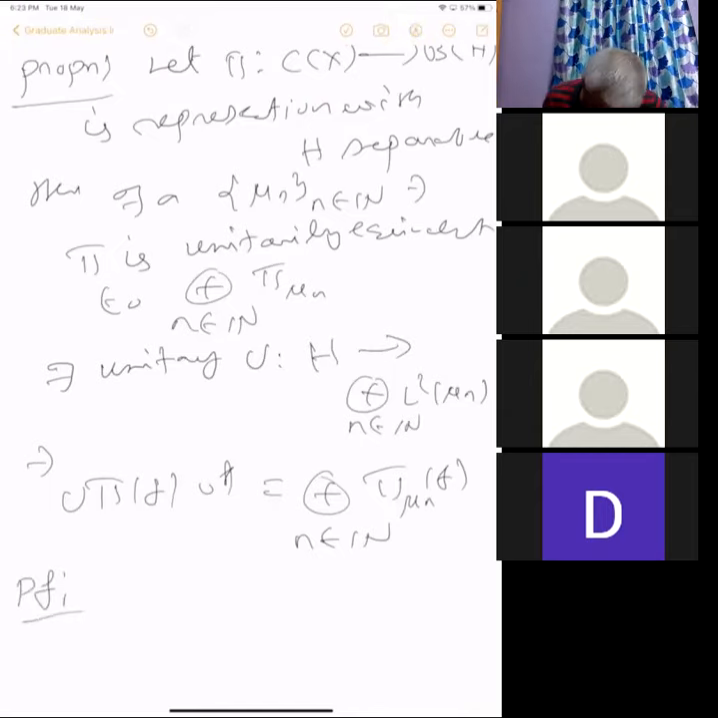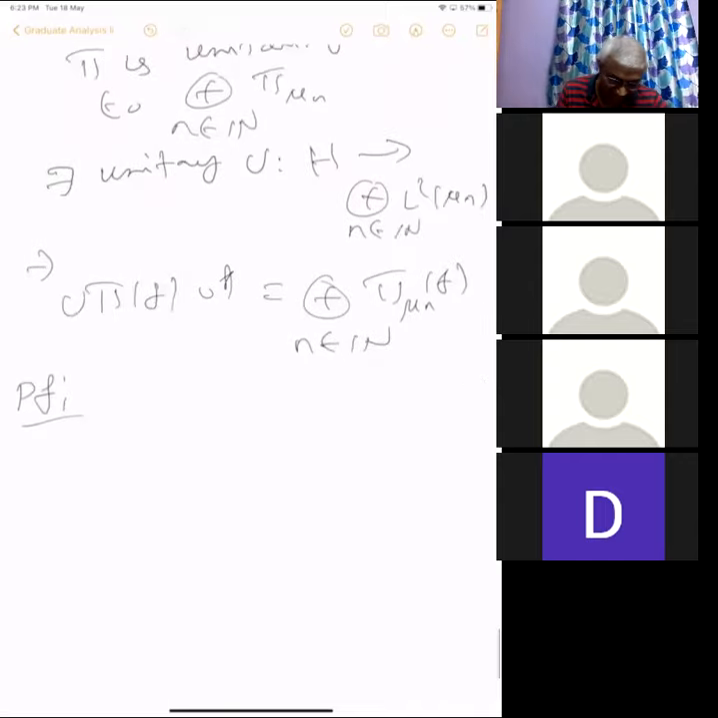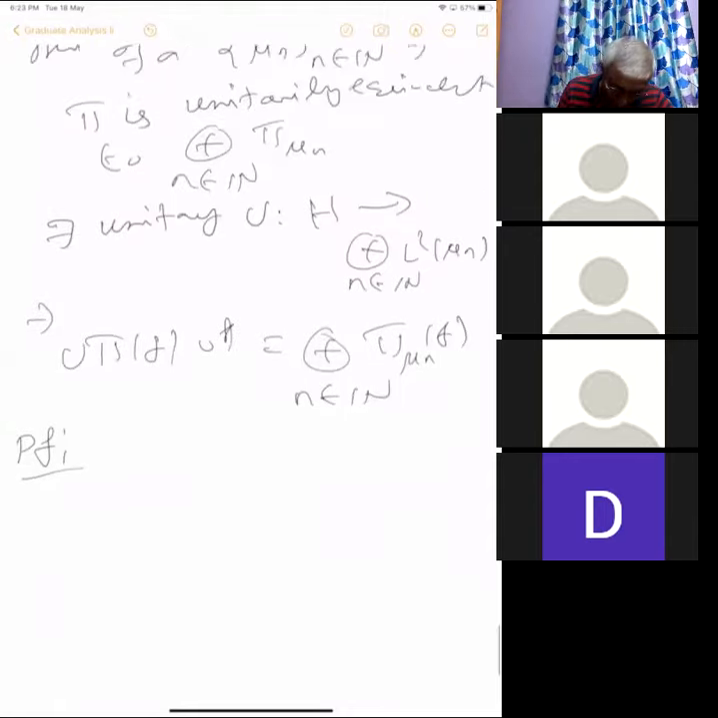What do you want to prove? The reason is that, since H is separable, Zorn's lemma says that the representation pi can be written as a direct sum of cyclic representations. And then we know each cyclic representation is given by a measure. So from that it follows.